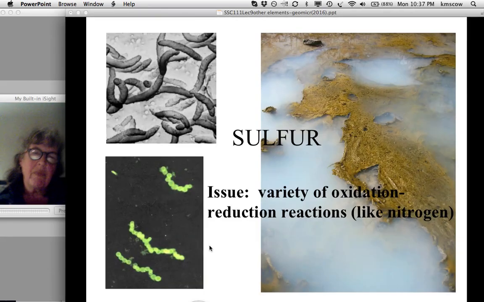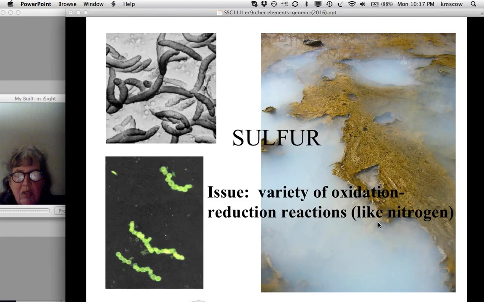Okay, with phosphorus, sulfur is the next element that we're going to talk about. Its issue is that it undergoes a variety of oxidation-reduction reactions, kind of like nitrogen. In fact, it behaves a lot like nitrogen.